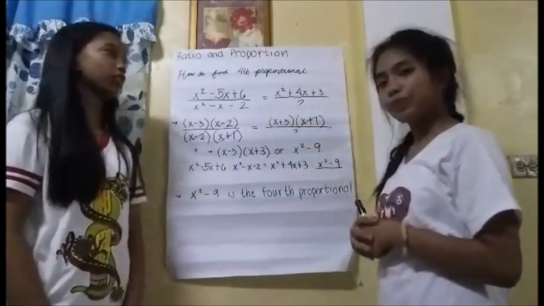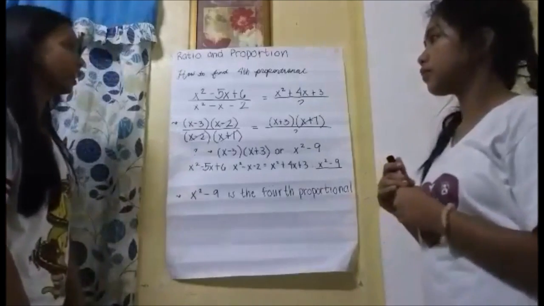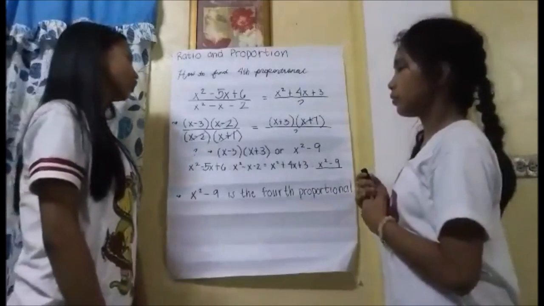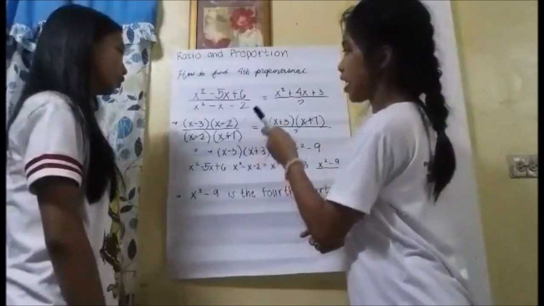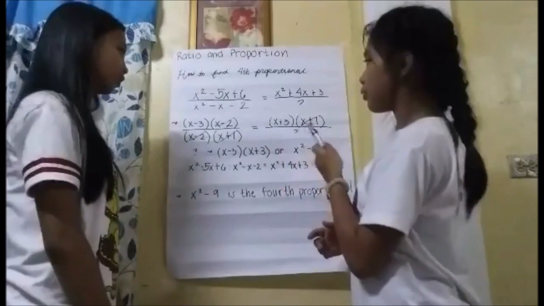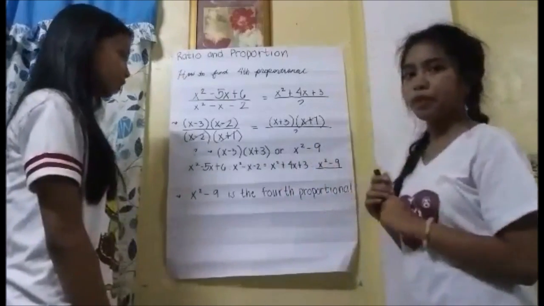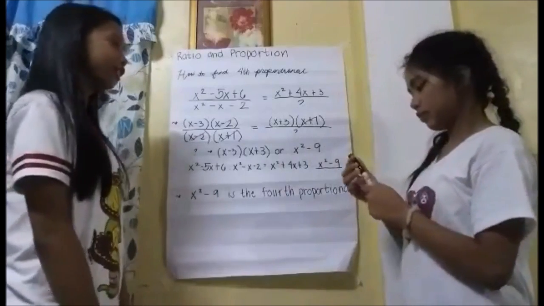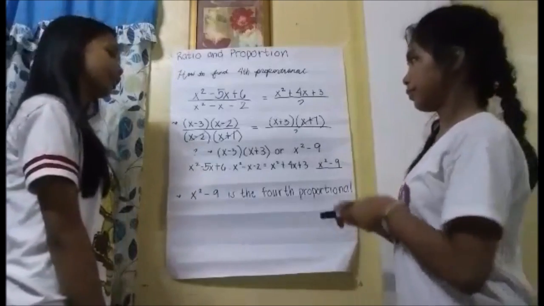In order for us to find the unknown quantity, first we have to factor the given expressions. Factoring the given expressions results in x minus 3 times x minus 2 all over x minus 2 times x plus 1 is equal to x plus 3 times x plus 1 all over the unknown quantity. Next, after factoring, we will now proceed to the cancellation of the common terms.